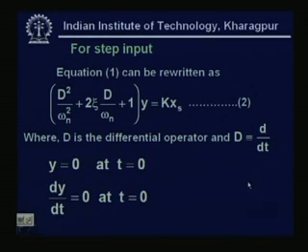Now we should have some initial conditions, because as you know, for solving any differential equation we need some initial conditions. The initial conditions are y equal to 0 at t equal to 0, and dy by dt equal to 0 at t equal to 0. So with this we can solve this differential equation.